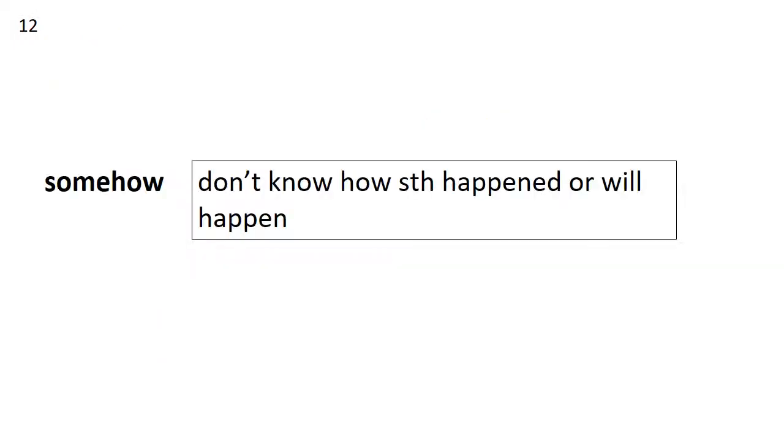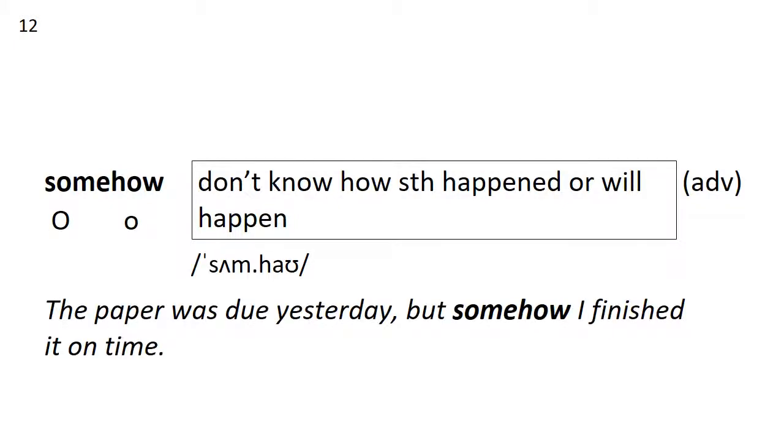Last word is somehow. Somehow means you don't know how something happened or will happen, and it's an adverb. How many syllables are in somehow? 2, stress on the first. Somehow. The paper was due yesterday, but somehow I finished it on time.